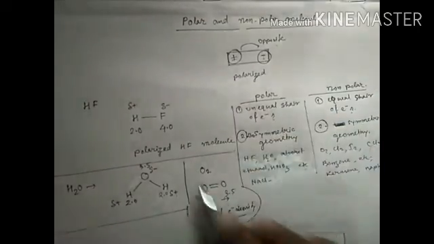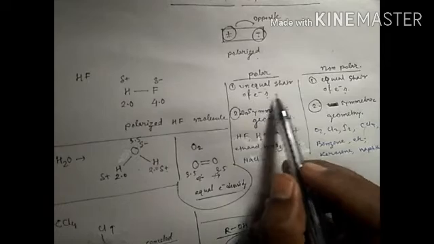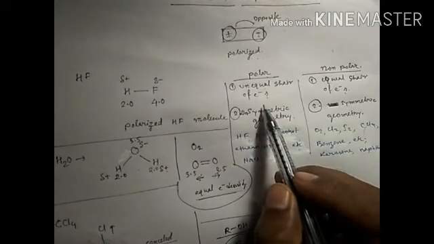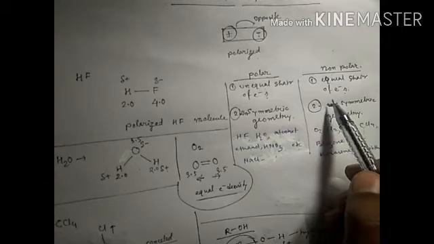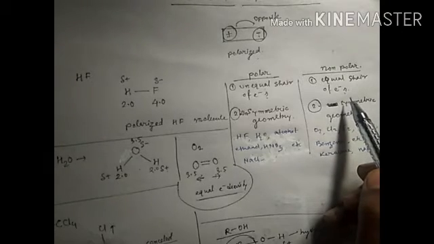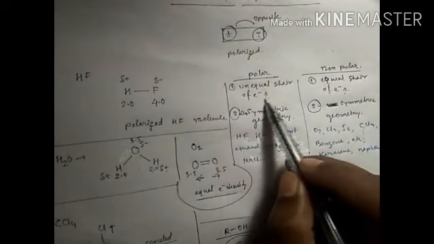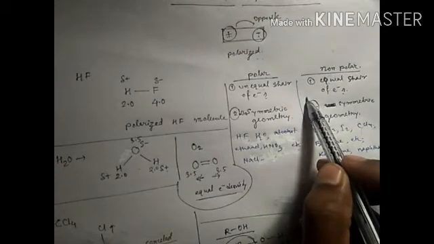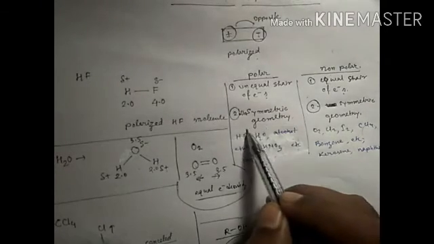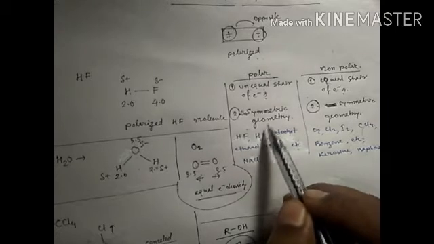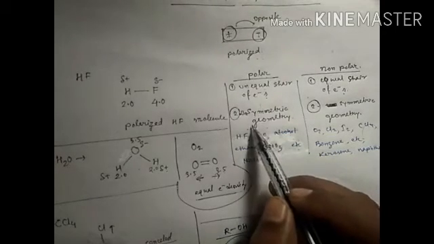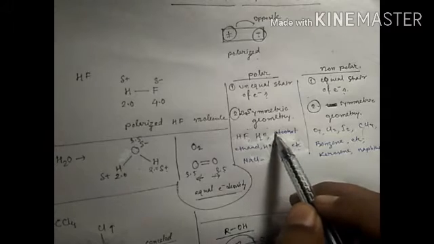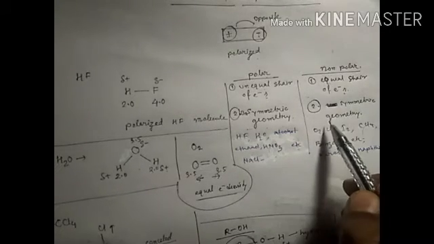Now see what is polar and non-polar. What is the basic difference between polar and non-polar molecules? In a polar molecule, unequal sharing of electrons occurs, but in non-polar, equal sharing of electrons occurs. This is the first point, on electron density, and the next point is geometry. In a polar molecule, we can observe unsymmetrical geometry, but in a non-polar molecule, we observe symmetrical geometry.